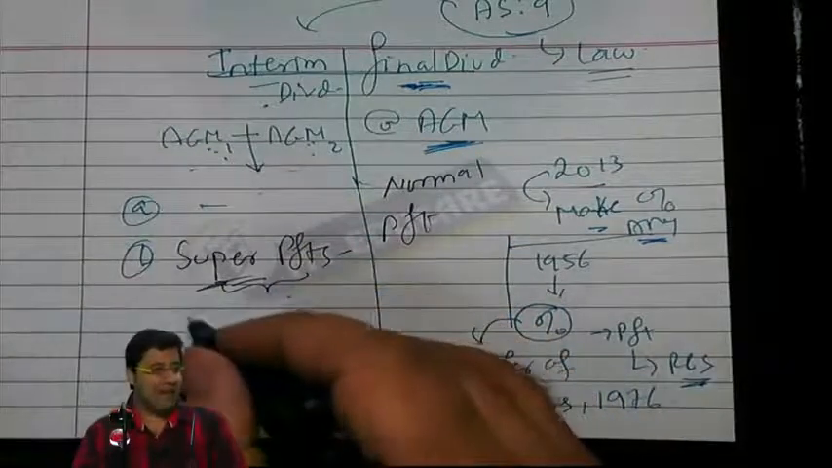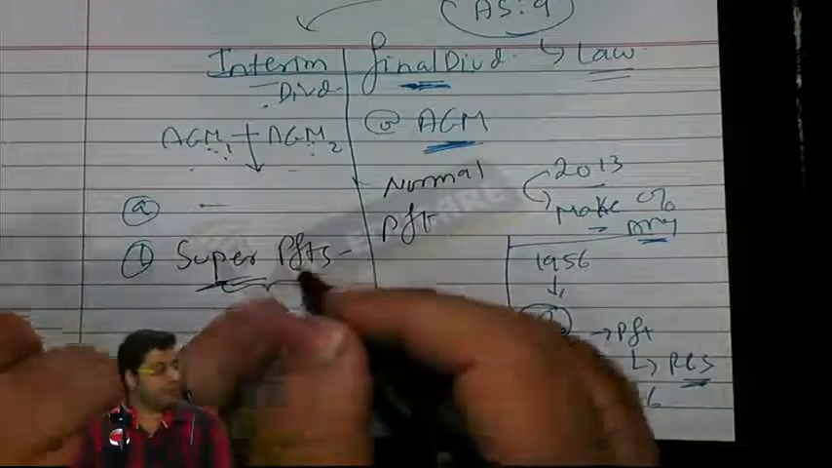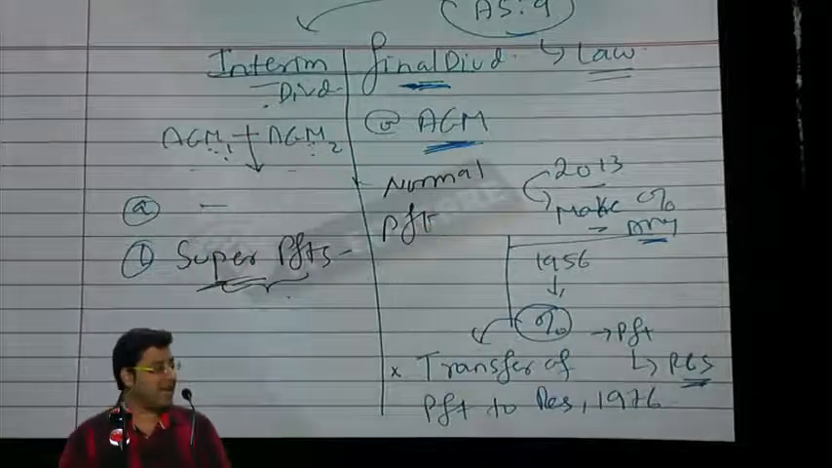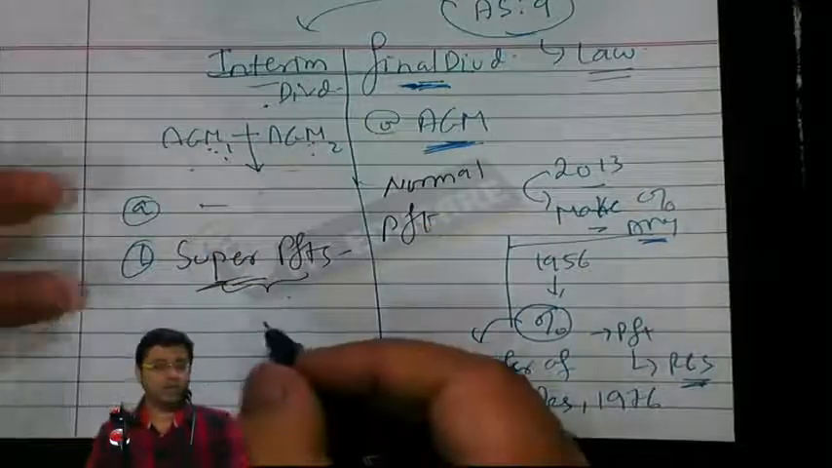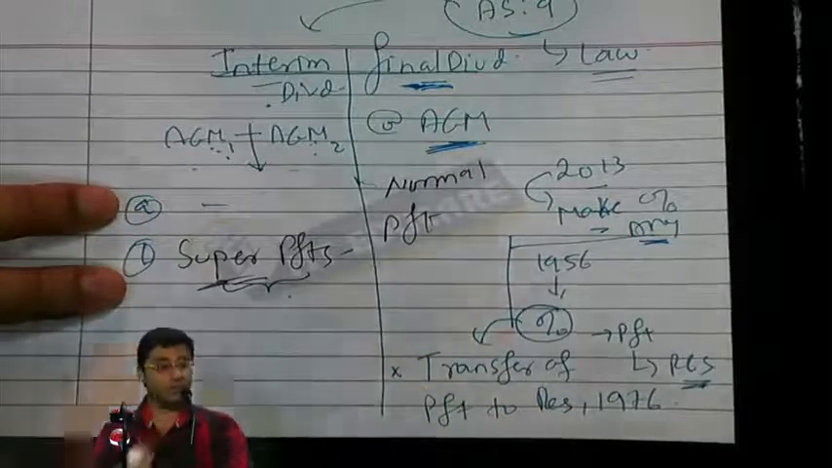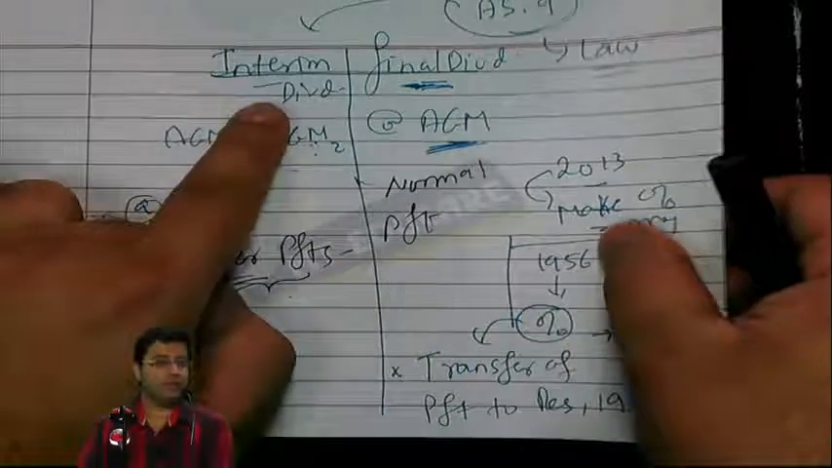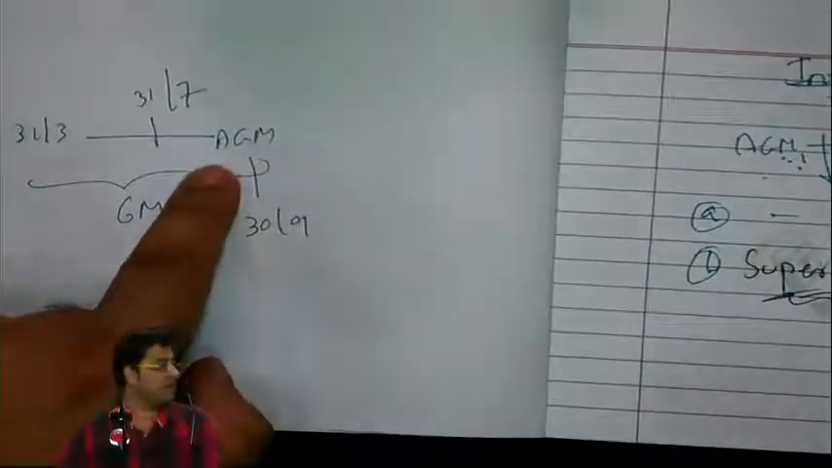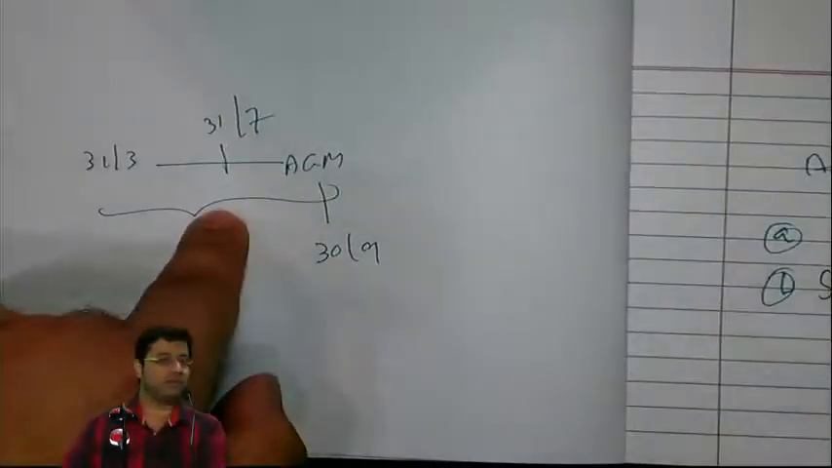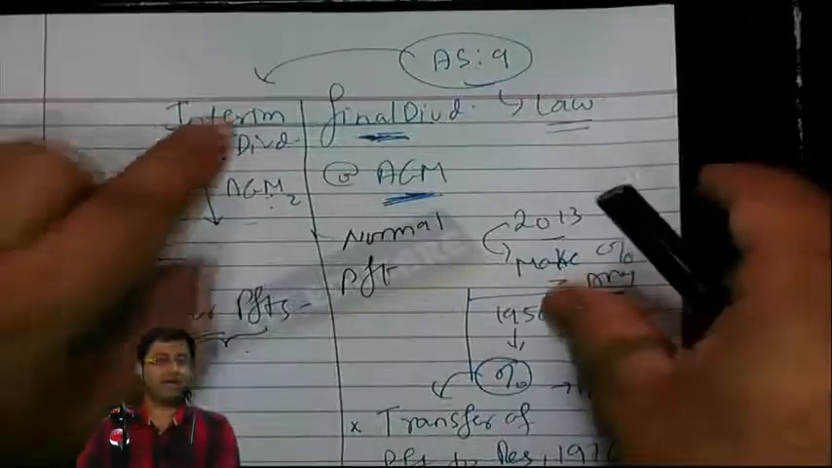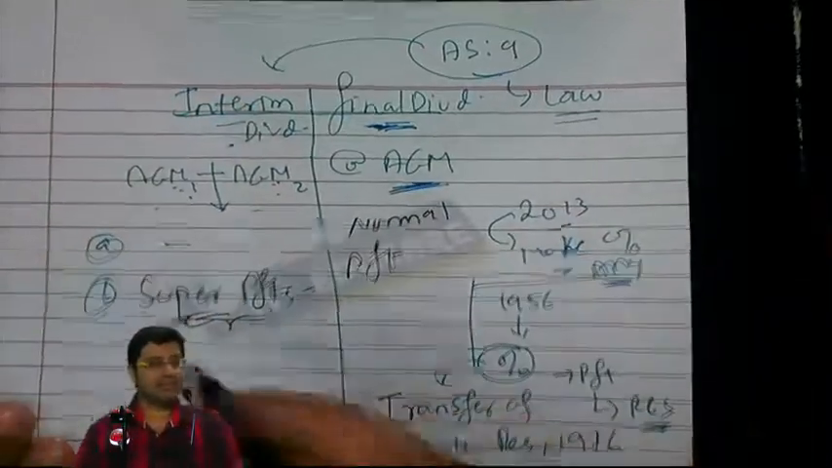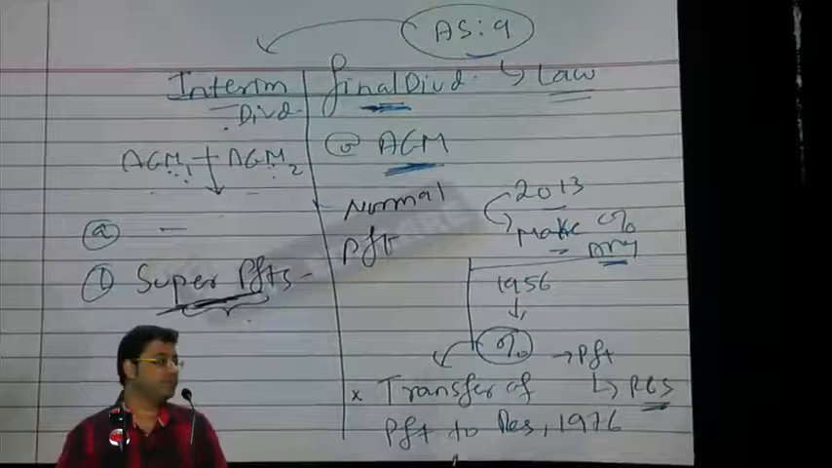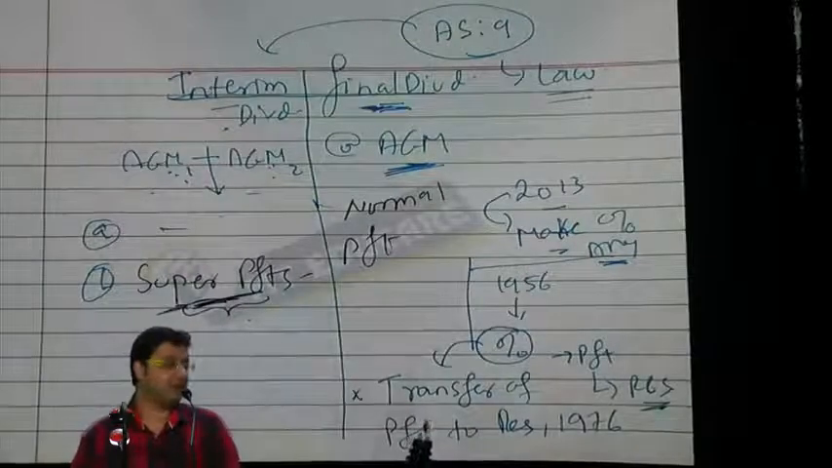So when the company anticipates super profits to happen, it gives away some profits as interim dividend. I gave you two examples of interim dividend. What was the first example? Interim dividend is the dividend given before the declaration of final dividend at the AGM. And the second example was that it is a dividend which is given out of the super profits which are anticipated by the company.